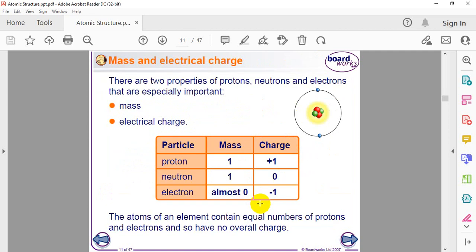Mass and electrical charge. There are 2 properties of protons, neutrons, and electrons that are especially important. Mass, electrical charge.